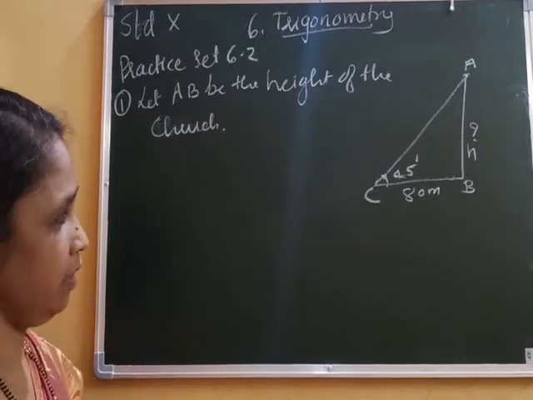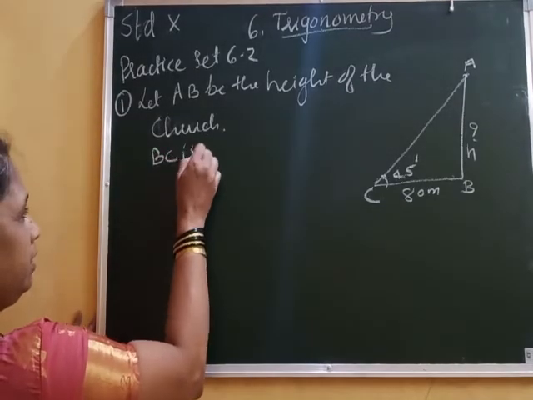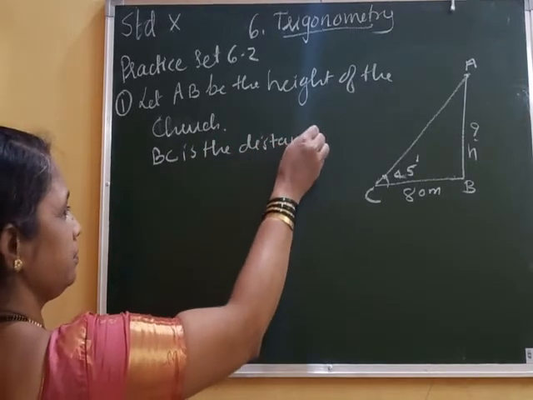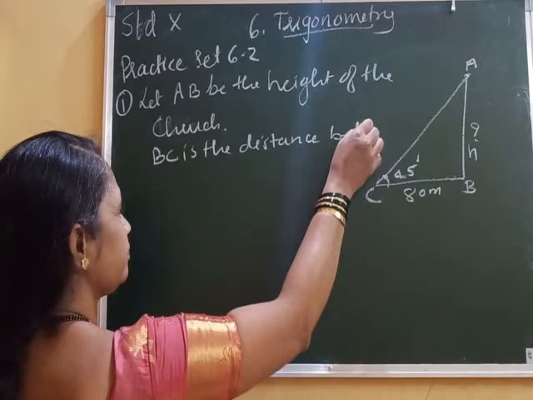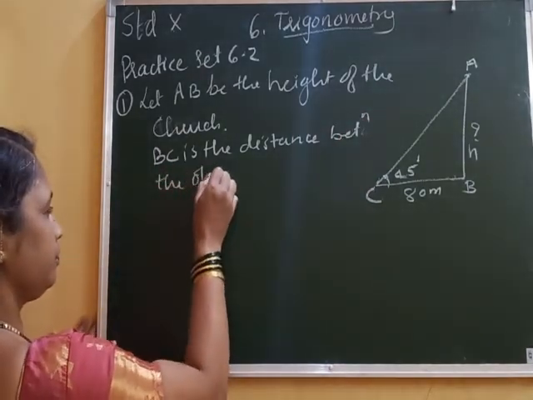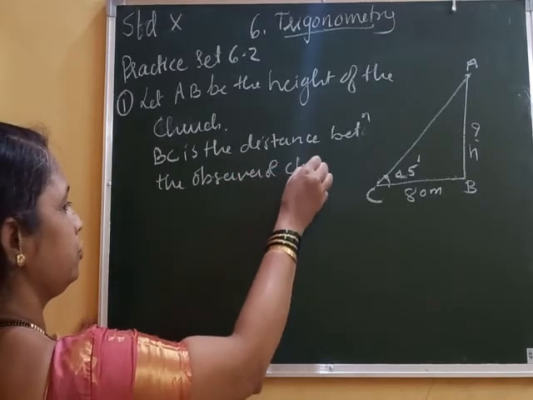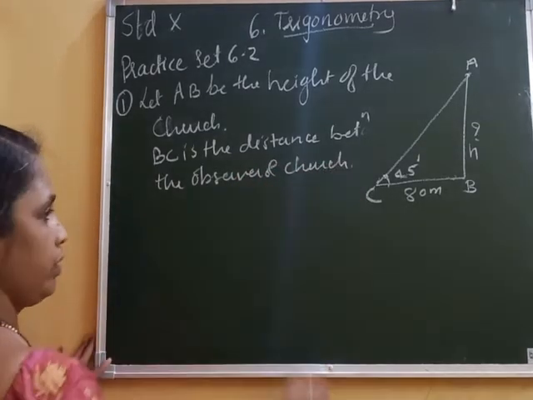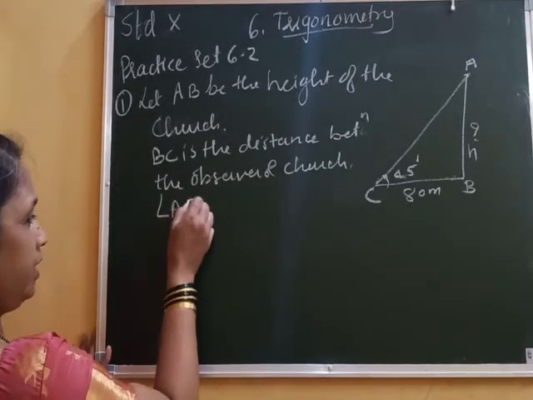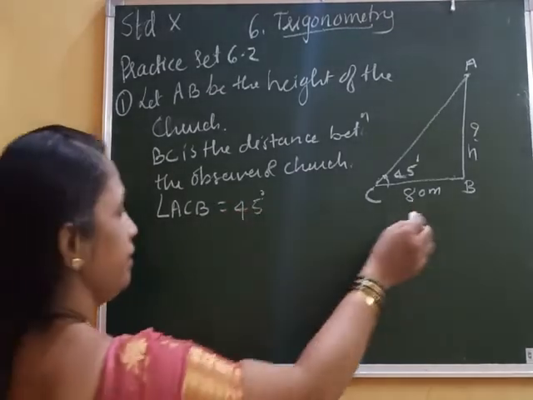Then next is BC, is the distance between the observer and church. Okay. Now making an angle of elevation, angle ACB is equal to 45 degree.